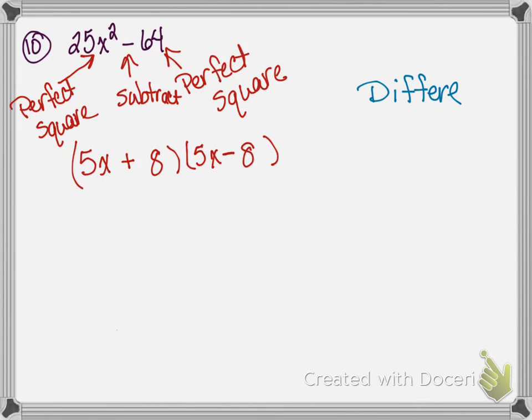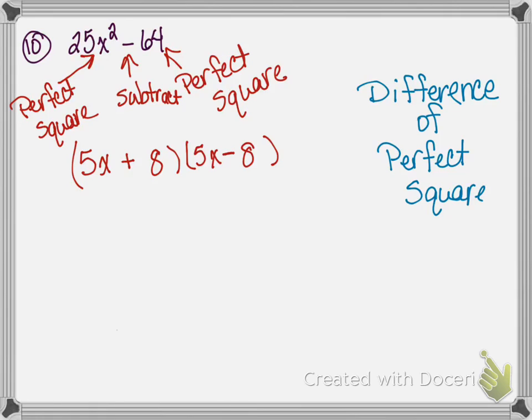Okay, number 5 was also difference of perfect squares, but it's not important for number 5 for you to be able to identify it, because you will figure it out in the middle of your FOILing when those two middle terms cancel. Here, when you're factoring, you've got to be able to identify it. These are the three things you've got to identify: a perfect square is your first term, a perfect square is your second term, and they've got to be subtracted.